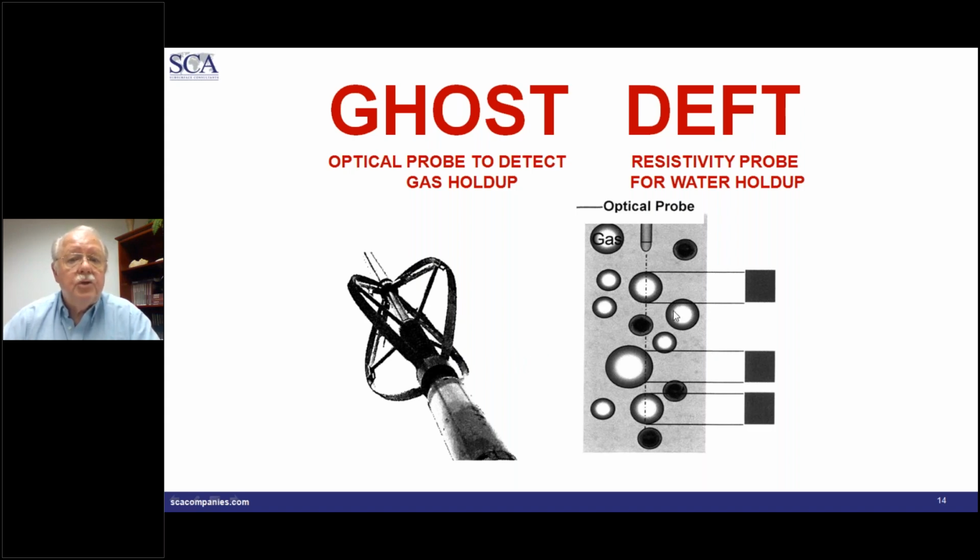Just to give you an idea how these tools work, you have 4 probes. Here is a GHOST probe indicated. The probe is over here. As you're logging, the tool goes through either slugs or bubbles, and what you're going to see is you're going to detect liquid, gas, liquid, liquid, liquid, gas, liquid, gas, liquid, liquid, liquid. And what you get is a binary or piano key pattern. You record it for a certain period of time, perhaps 10 seconds, and then you look at it, and the white part, in the way it's set up over here, will be liquid. The black part will correspond to gas.